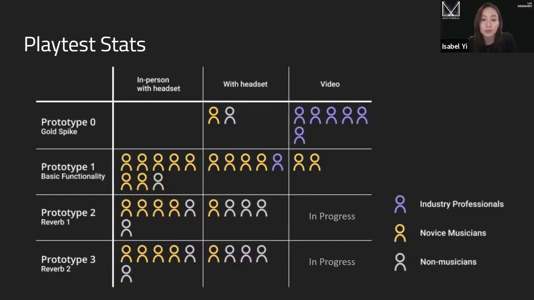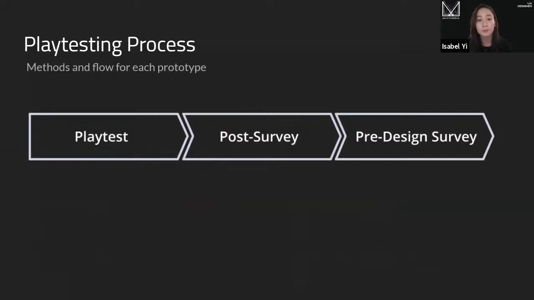And as you can see, we have fewer playtesters for prototype 0 because it was just a quick demo with only the layout. However, the overall distribution of the playtest is quite reasonable because we focus on playtesting with novice musicians. And after we build our design, we start our 1-week cycle for playtesting.